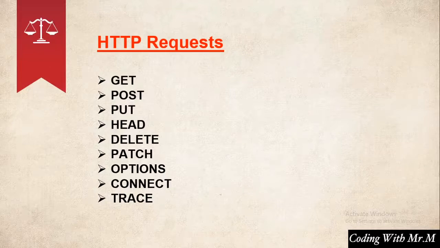Then on the next we have connect. The connect method basically establishes a tunnel to the server identified by the target resource. And the last one we have over here is trace. The trace method basically performs a message loopback test along the path to the target resource.